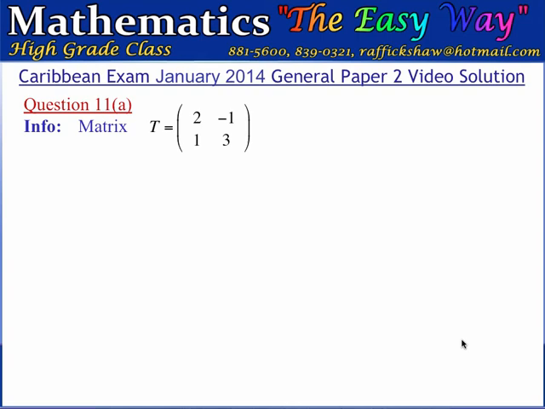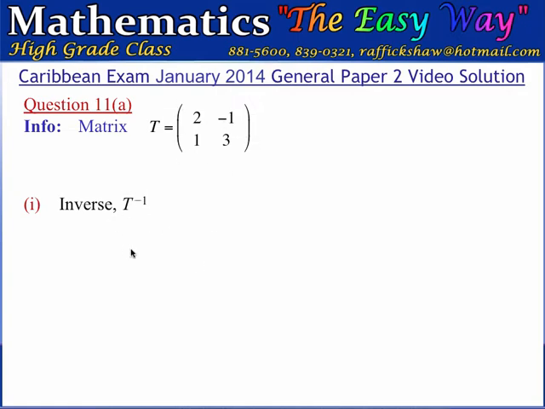We are now at question 11, our last question of this CXC CSEC January 2014 General Paper 2 exam video solution. Part A of this question 11 gives us this matrix T equals 2, negative 1, 1, 3. The first part wants us to calculate the inverse matrix T to the minus 1. That is the inverse of this matrix.